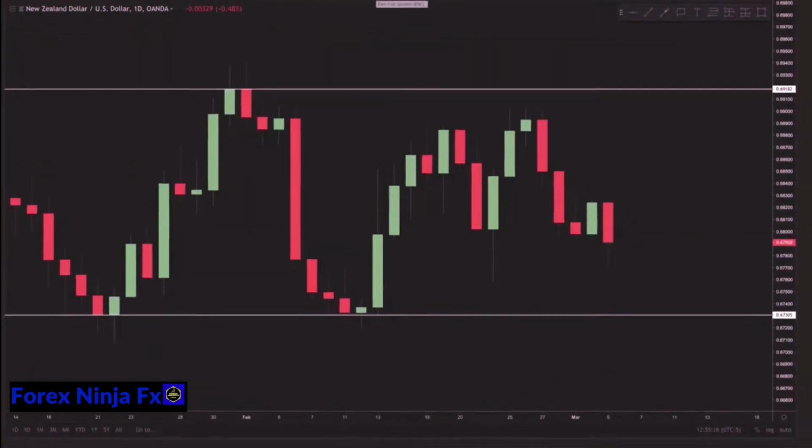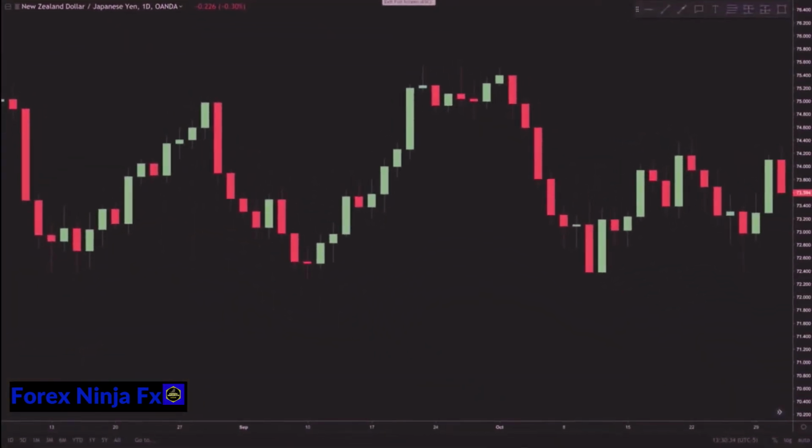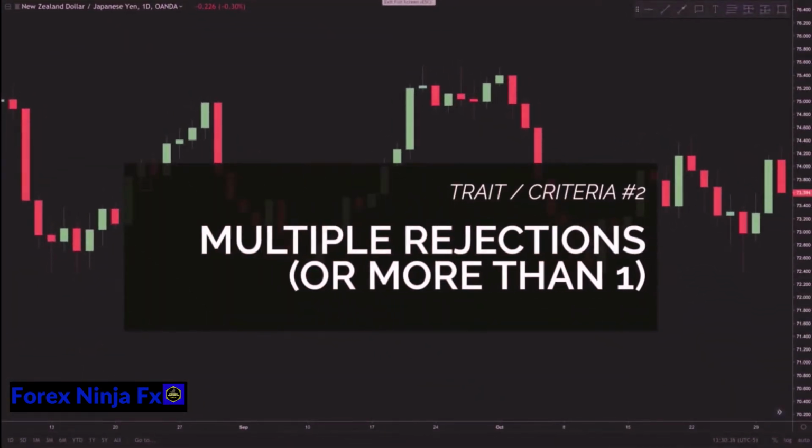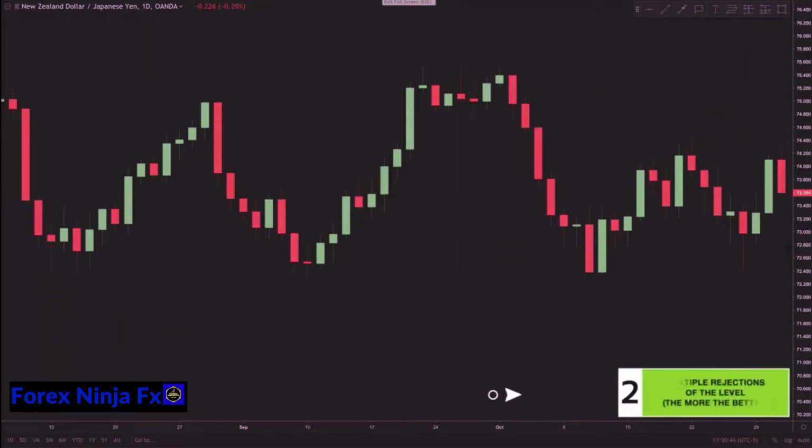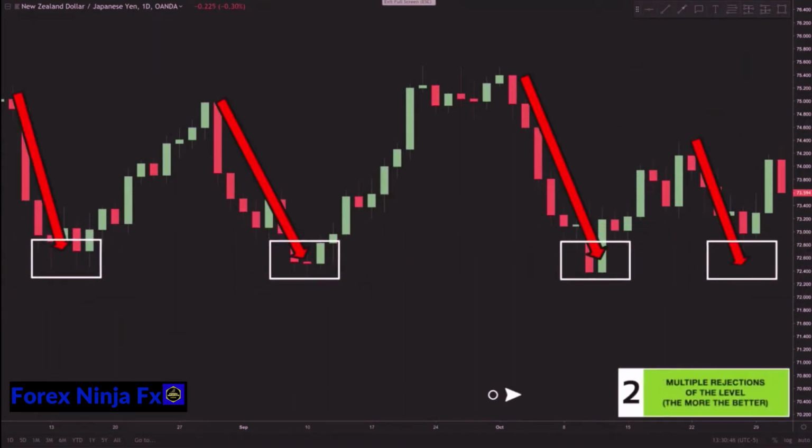So, to the next trait we look for. Now, trait number 2 that qualifies a level as support or resistance is multiple rejections. And the more rejections, the better. As you can see, price came down to this area on 4 different occasions, and each time it got here, it reversed, giving us 4 rejections and a level of support.